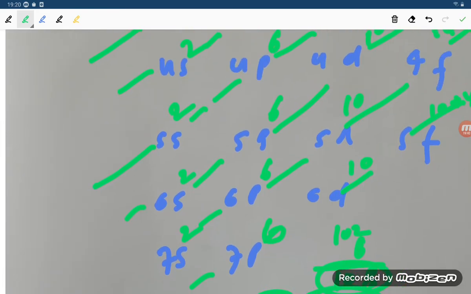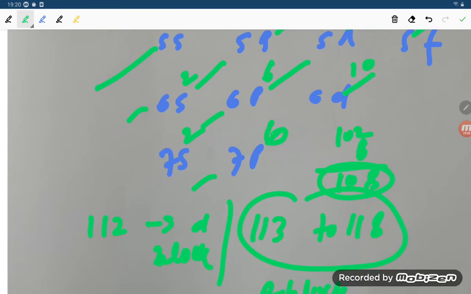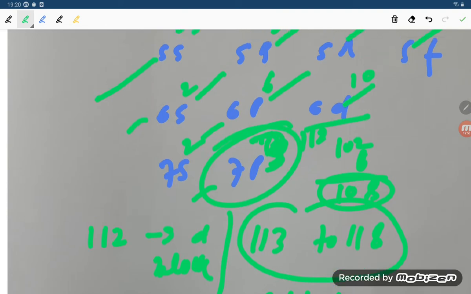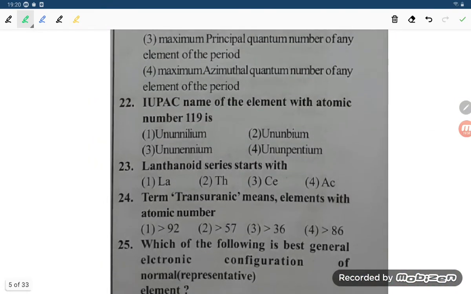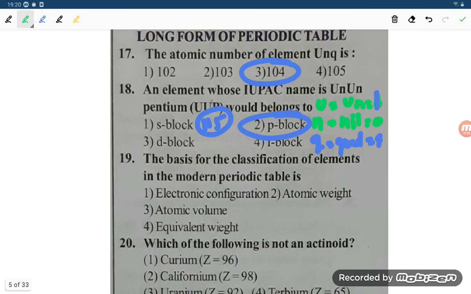So here will be the 7s, 4f. Student, here in the p orbital, it will be there up to here, 112. That is 3 electrons will come, student, 112, 3, 115. So it will go to the p orbital, student, you can check it out, that is 115, it will go to p block element. Okay, I'm moving to the next one, student.